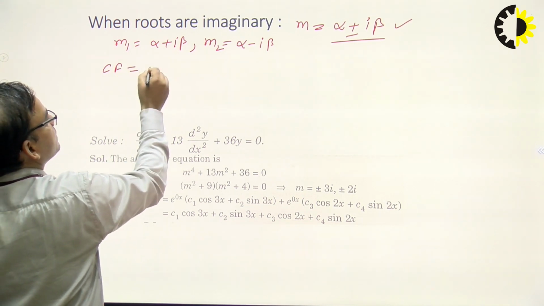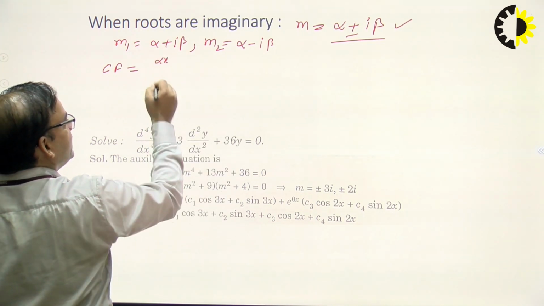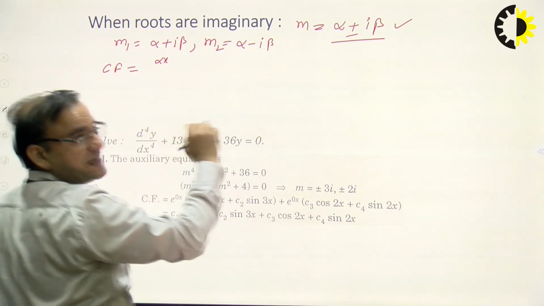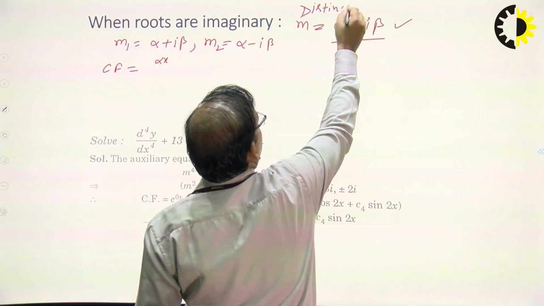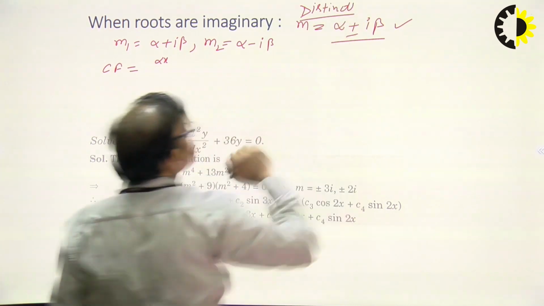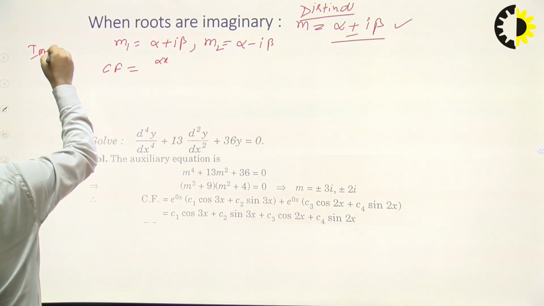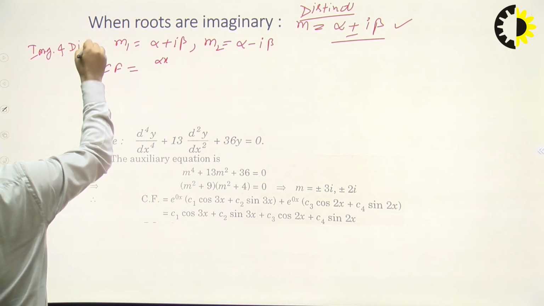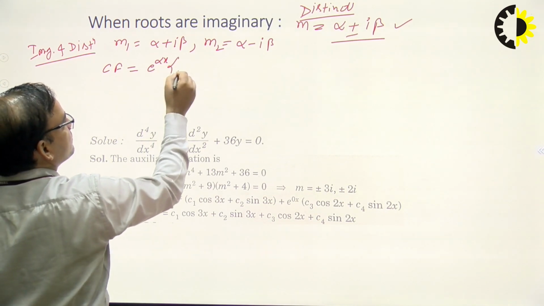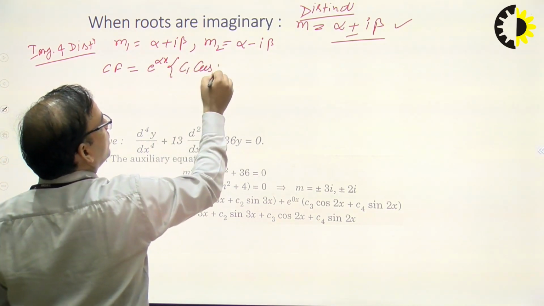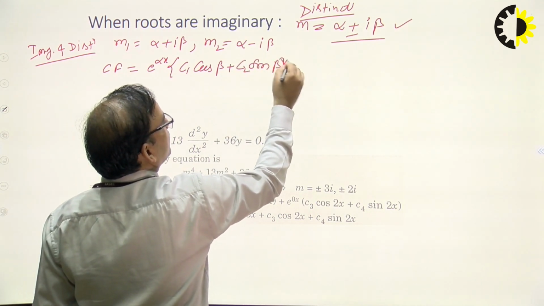Then the manner to write CF is e raised to the power alpha x, because both of these roots are distinct. So here it is the case of imaginary and distinct roots. I am writing here again, imaginary and distinct roots: e raised to the power alpha x (c1 cos beta x plus c2 sin beta x).